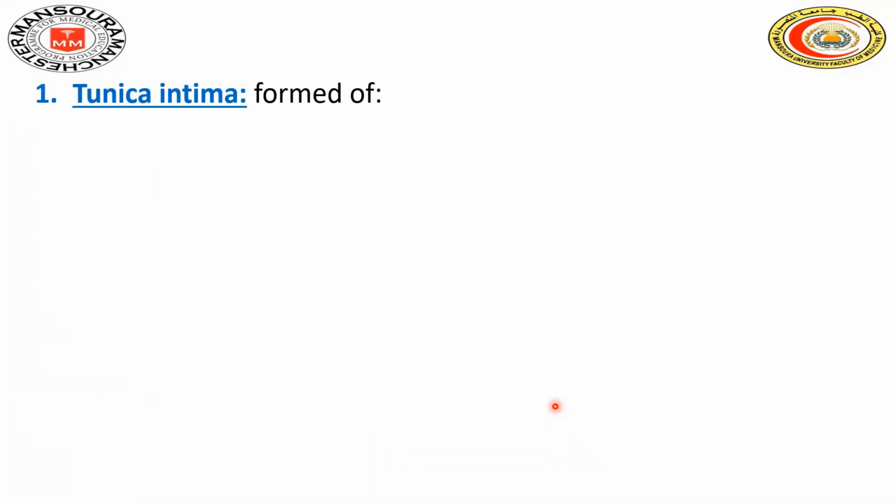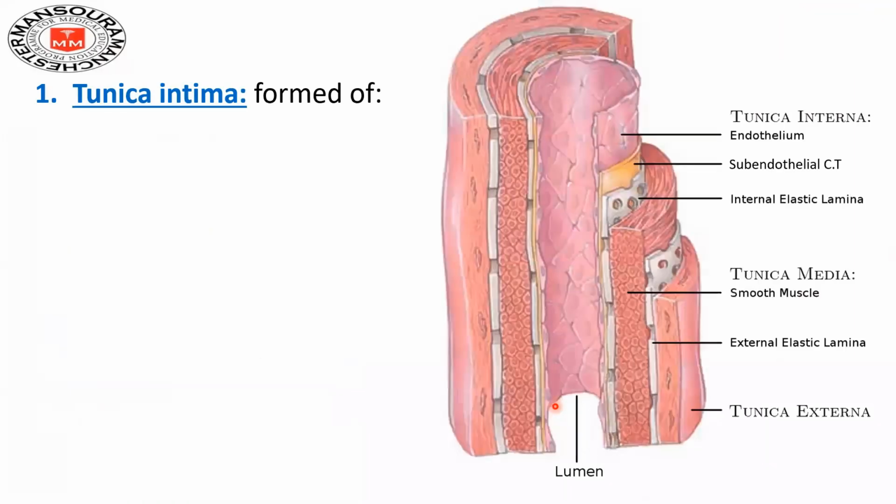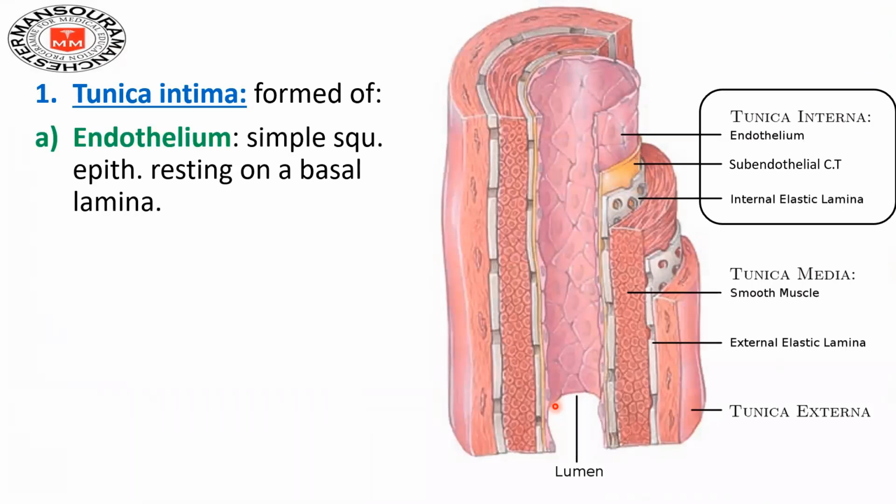Also in general, tunica intima is formed of endothelium. It is the most inner layer of tunica intima in direct contact with the blood again. So it is very similar to what we mentioned in the endocardium. The first layer of endocardium is endothelium, and the first layer of tunica intima of blood vessel is endothelium. It is simple squamous epithelial cells, flat cells with flat nuclei, lining the vessel from inside. And they are resting on basal lamina or basement membrane.